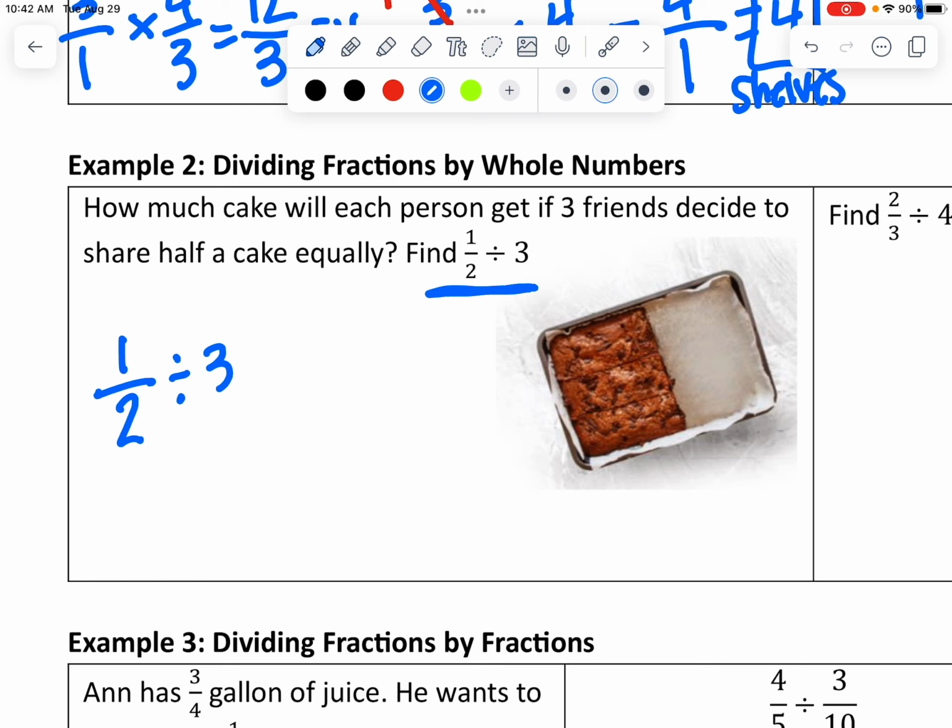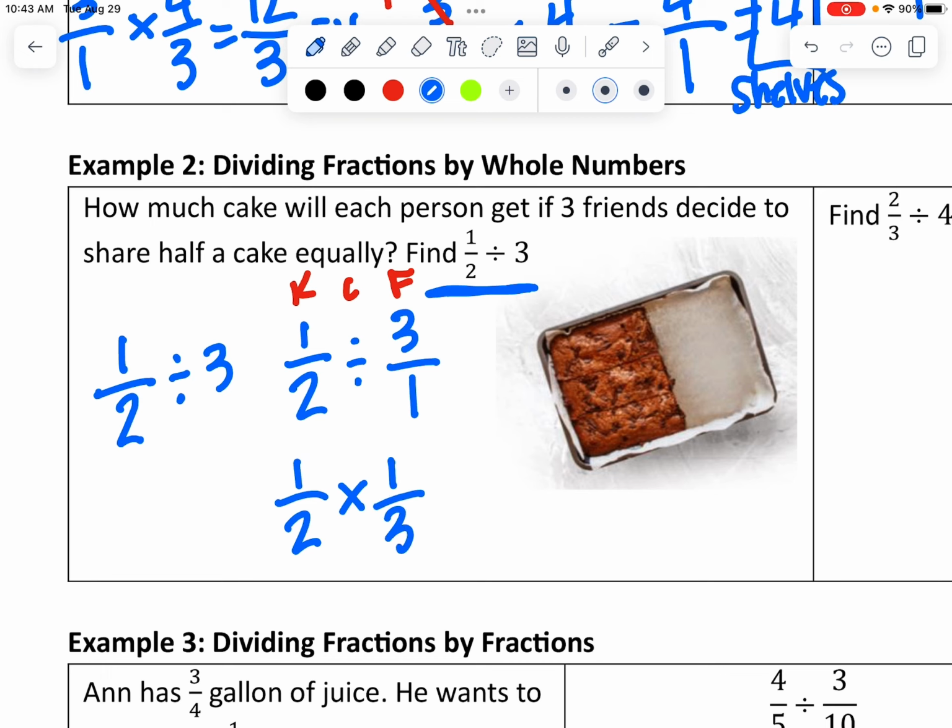Just like we did on the top 2 examples, I always change my whole number to a fraction first. So we have 1/2 divided by 3 over 1. Now we can do our keep, change, flip. My 1/2 stays the same. My division changes to multiplication. And now I flip my second fraction to its reciprocal, so we get 1 over 3.